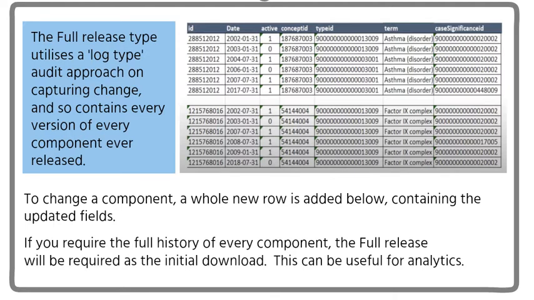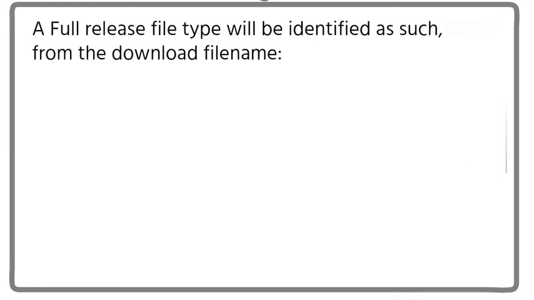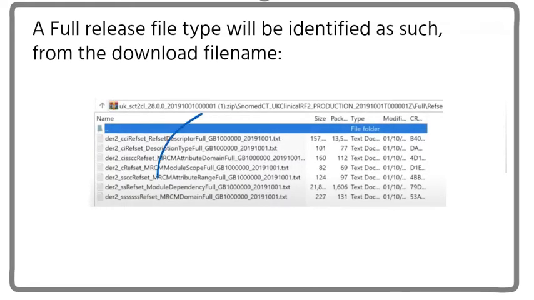If you require the full history of every component, the full release will be required as the initial download. This can be useful for analytics. A full release file type will be identified as such from the file name download.